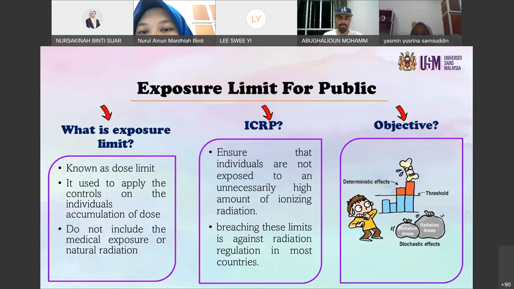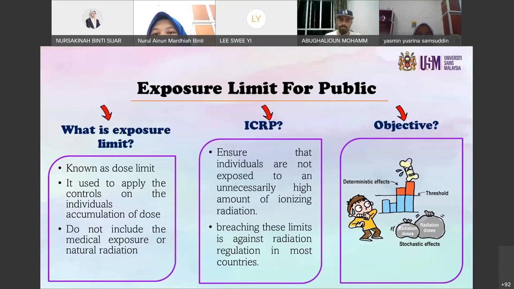Okay, before we know about the exposure limit, we must know about the ICRP, because the dose limits are recommended by the ICRP, or International Commission on Radiological Protection. As we know, the ICRP is an independent international organization that advances for the public benefit the science of radiological protection by providing recommendations and guidance in aspects of protection against ionizing radiation. The objective of the exposure limit for radiation protection and safety is to prevent the occurrence of the deterministic effect and also reduce the induction of stochastic effect.